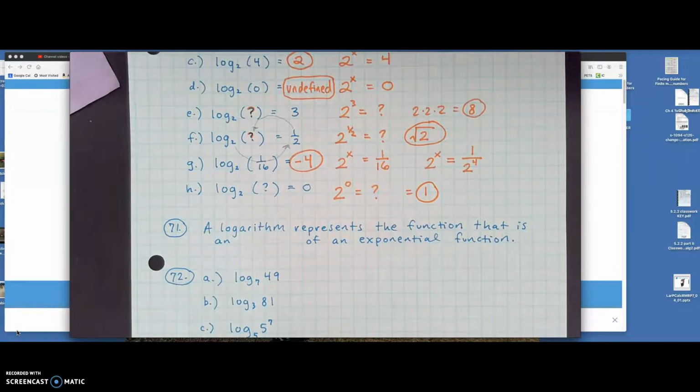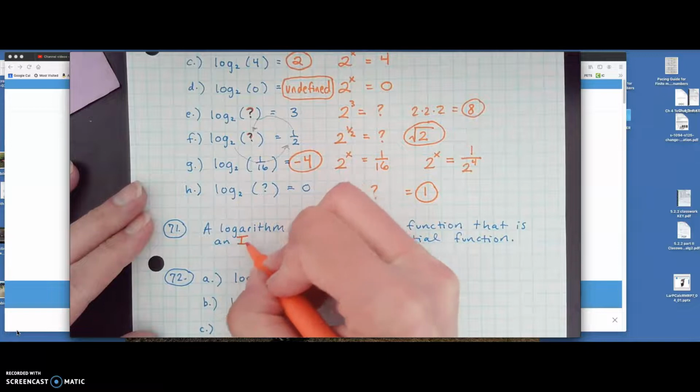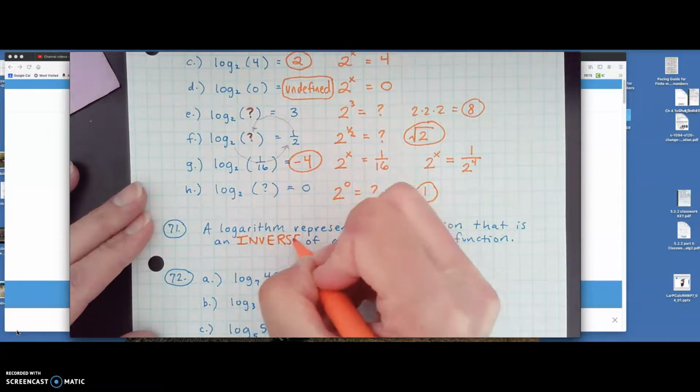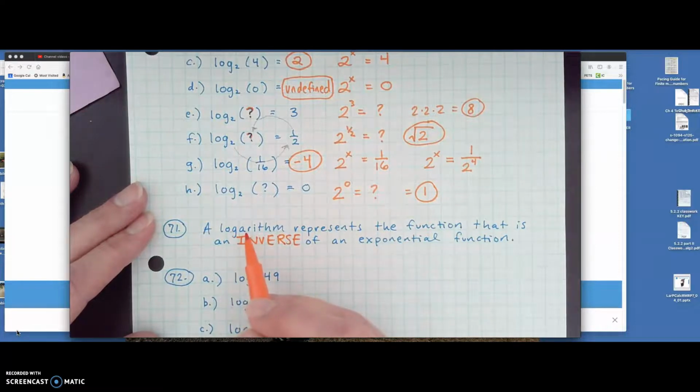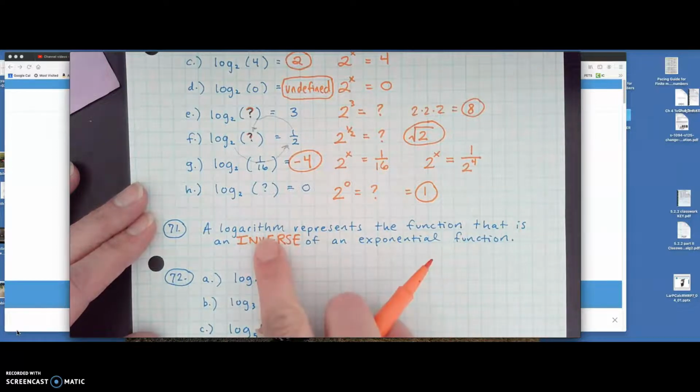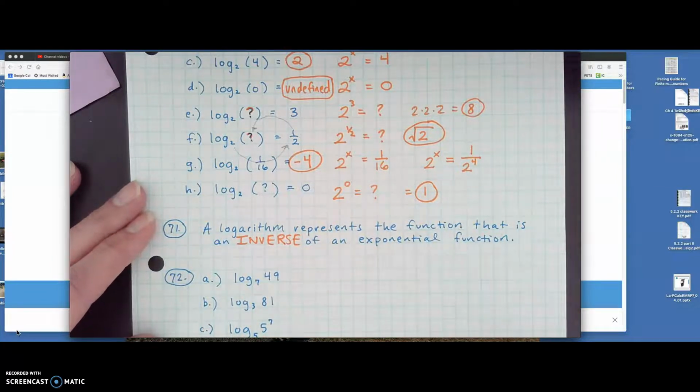Number 71, I cut it short a little bit. It just says, a logarithm represents the function that is, and I'll just fill in the word that we're looking for, that's an inverse. So something we're going to learn about is that the logarithm and an exponential function are basically opposites of each other, or inverse. They're kind of like the opposite rewind order of each other.